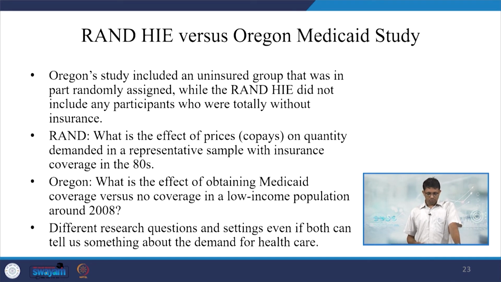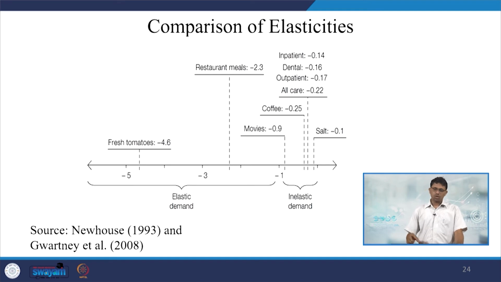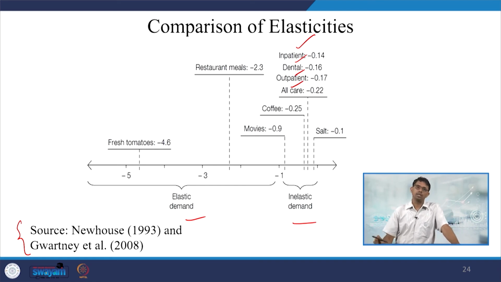Similarly, you can note other differences. I am not going to read between the lines; I think it will be useful for your understanding. Based on all sorts of evidence, the elasticities are also calculated, based on the Newhouse 1993 paper and the Gourtney et al. 2008 study. You will find an interesting aspect. Broadly speaking, we have compared elastic and inelastic demand. You will see inpatient, dental care, outpatient care, all care cases are largely coming under inelastic demand.